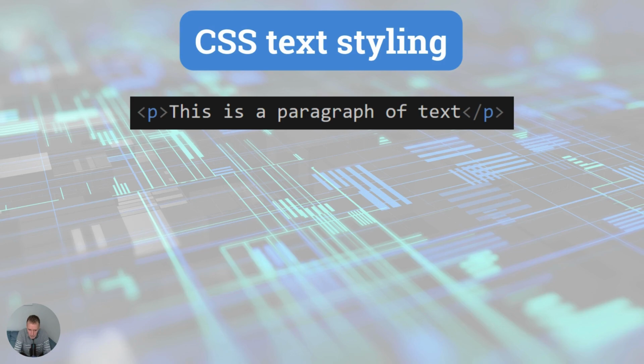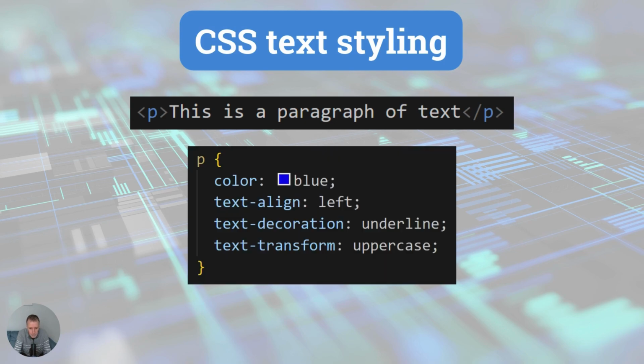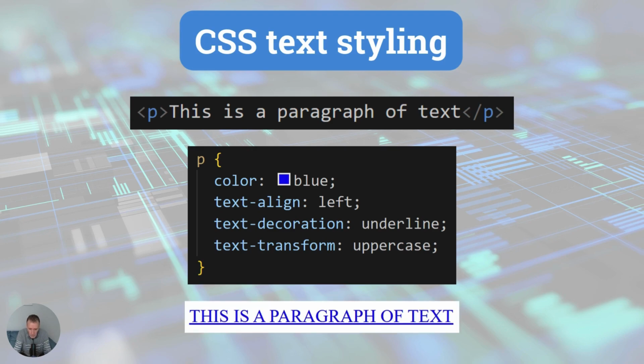We can see here for HTML, this is a paragraph of text. We can see the P element and the closing tag. Here we can see some CSS. The P paragraph element is set to color blue, text align left to keep it on the left, text decoration underline, and text transformation uppercase. We can see what it looks like on the bottom, where we can see it's blue, it's on the left, it's underlined, and it's actually all uppercase. We can see on the top the paragraph is normal case, but then the CSS has text transform uppercase.